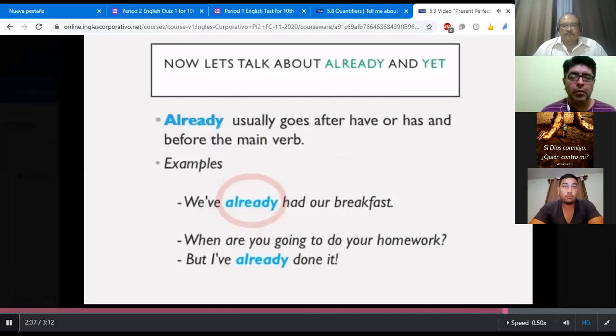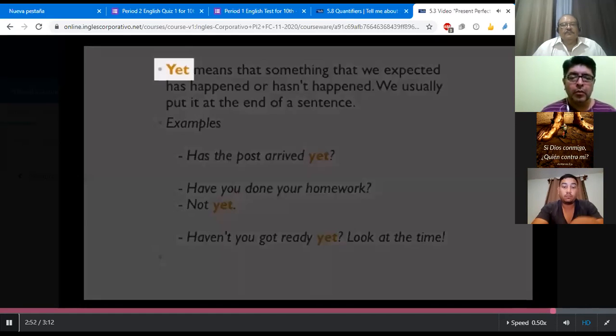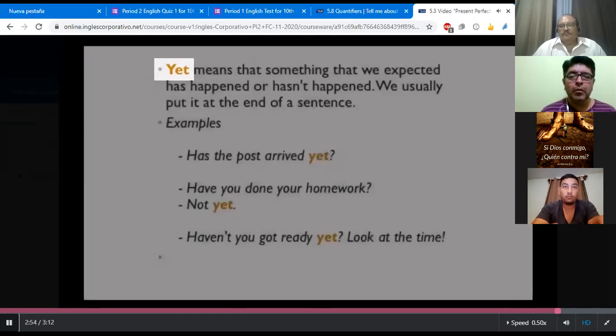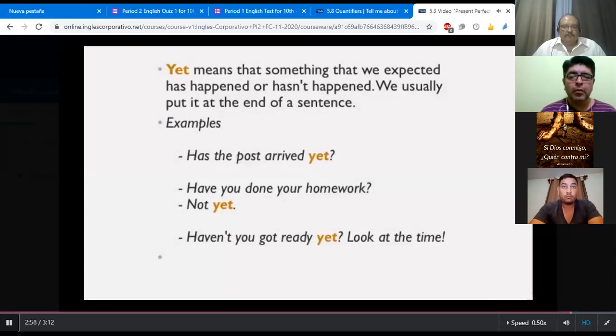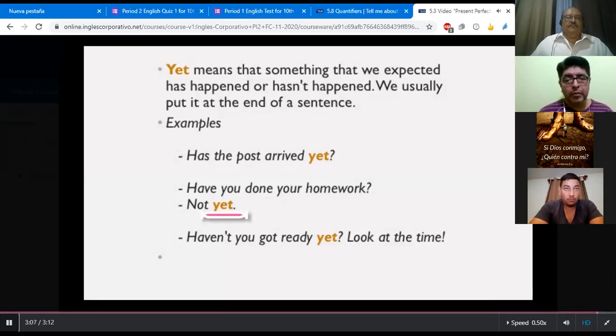Now let's talk about already and yet. Already usually goes after have or has and before the main verb. Examples, we have already had our breakfast. When are you going to do your homework? But I've already done it. Yet means that something that we expected has happened or hasn't happened. We usually put it at the end of a sentence. Examples: has the post arrived yet? Have you done your homework? Not yet. Haven't you got ready yet? Look at the time.